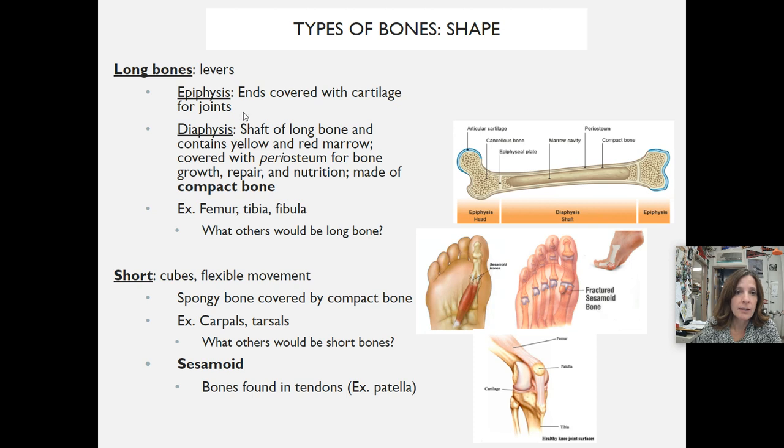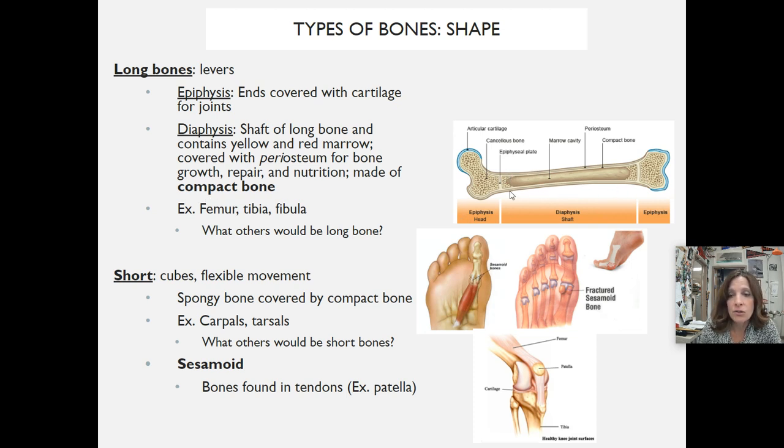And so the epiphysis is where you have bone to bone, and so you need to cover it with cartilage. The diaphysis is, again, where most of the bone marrow is, and so it contains red and yellow. And the periosteum is the thin layer of connective tissue around it.